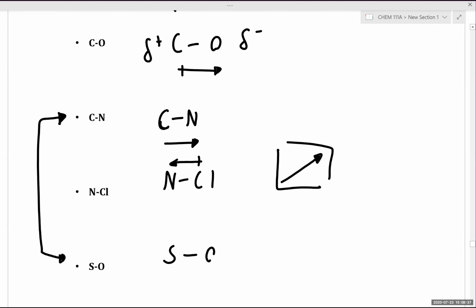What about a sulfur-oxygen bond? Which atom is more electronegative, sulfur or oxygen? Oxygen, yep. So our dipole will point towards oxygen.